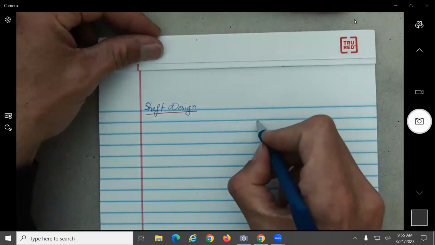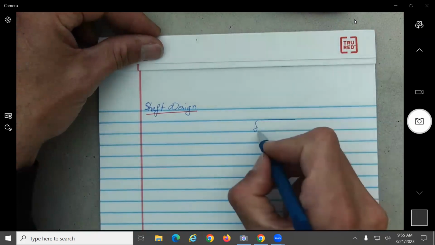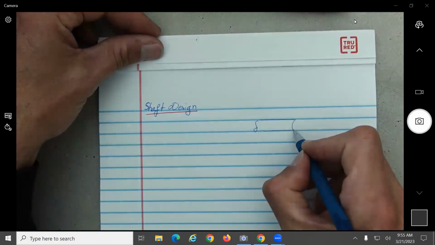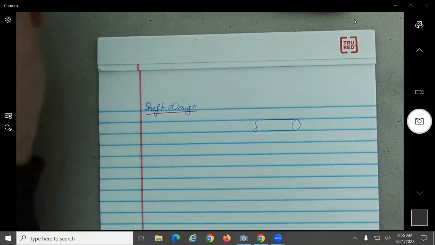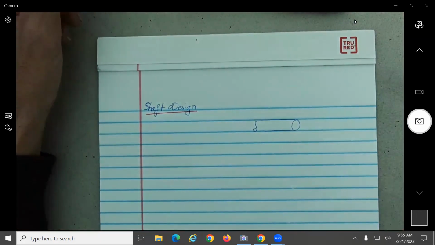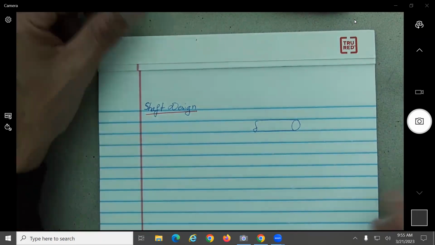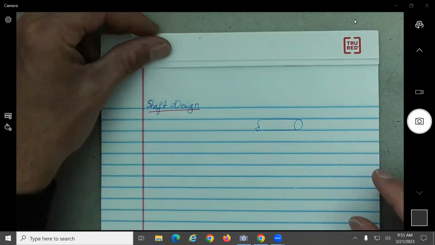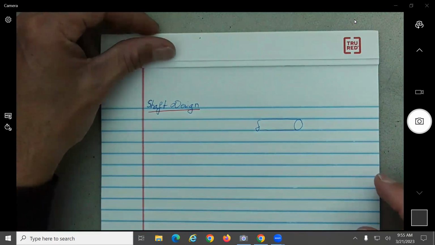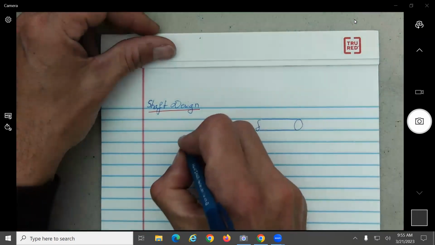Okay, so basically a shaft, something like this. What is the main function of a shaft? It is to basically transfer power, no? Let's say from an engine to different components. So the first thing I defined was power.